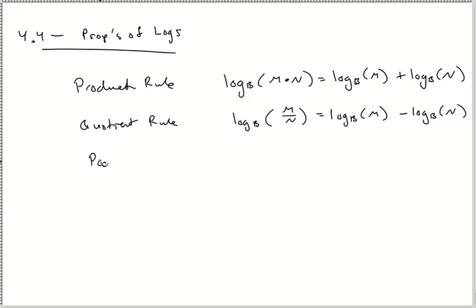So we also have the power rule, which is log base b of m to the p power. Well, that p can come to the front: p times log base b of m. Okay, there we go. That's all three that we're going to be using again and again and again.